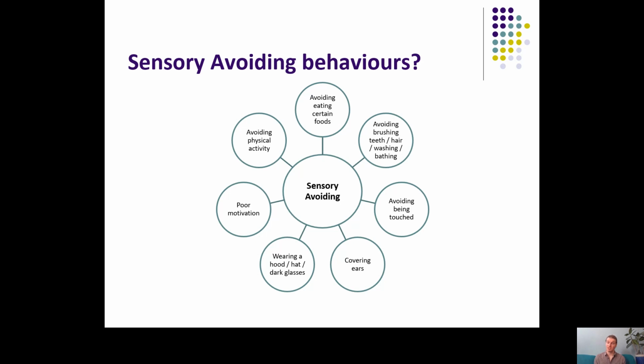You might try to avoid being touched by other people, or maybe even certain materials, and therefore you might not want to wear certain clothing. If there are loud noises such as a police siren, you might find that you cover your ears because the sound is quite painful. You might wear a hood or a hat or some dark glasses to block out the sunshine, or a lighter environment than your eyes can handle. And this might lead to you having quite poor motivation or avoiding physical activity, because going out into the world or going to certain places is just too sensory stimulating for you, and it's hard to cope with.